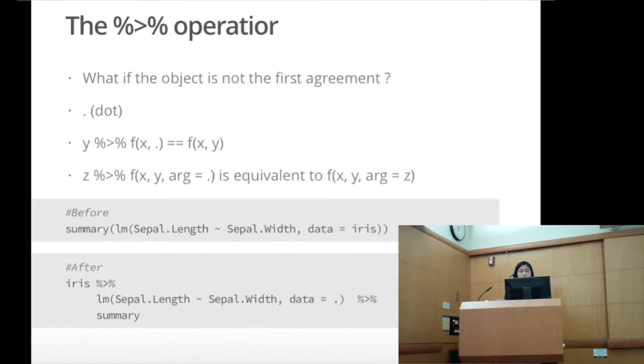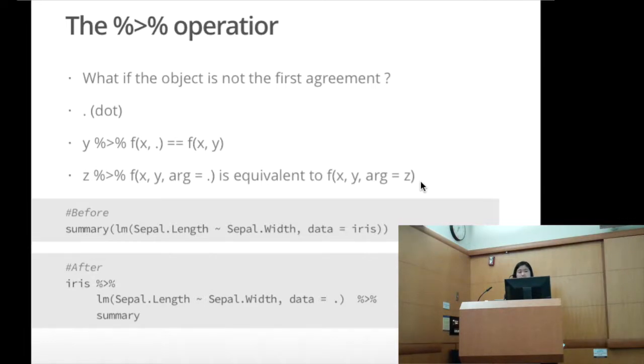What if it is not the first argument? What if it is the second one? Then you just use a dot to represent what you want to pass into your function. For example, here you want to pass y into a function that has x as the first argument, and you just need to put a dot here, and it will replace the y in your function.